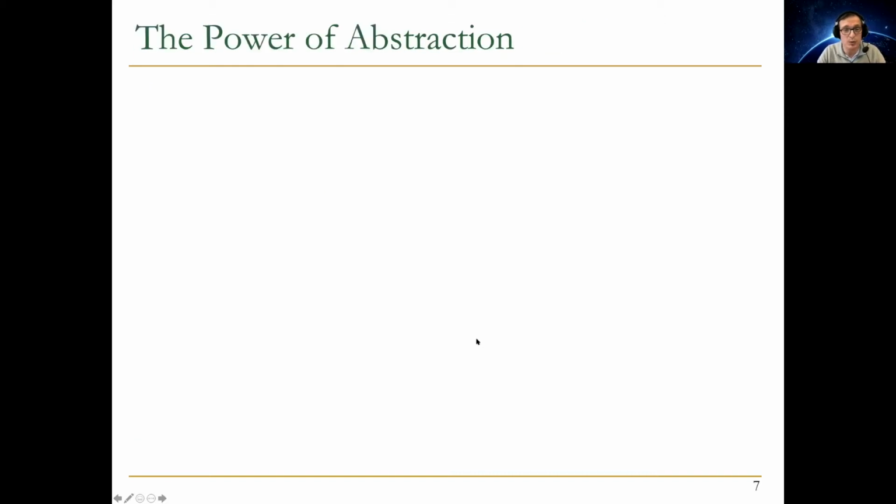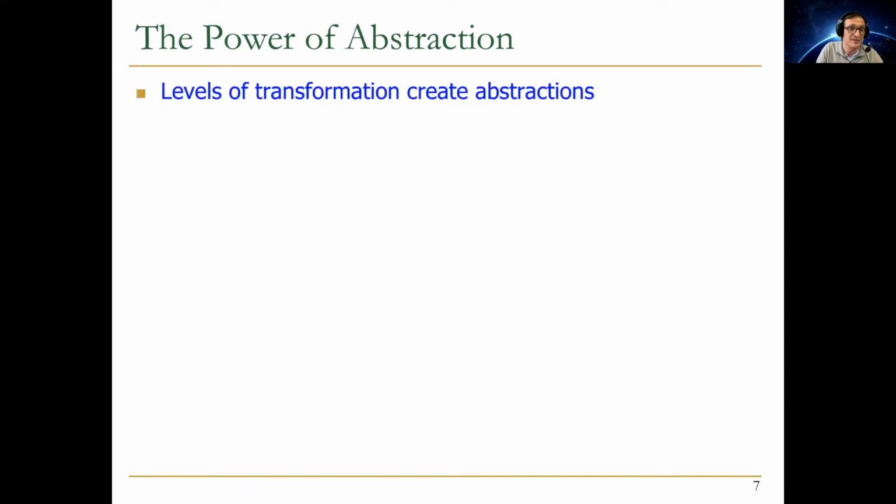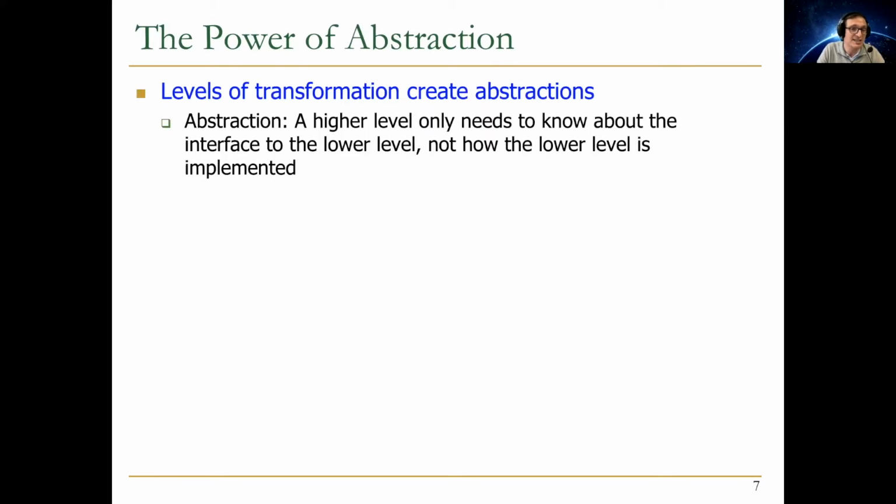Let me talk about why these levels of transformation exist. And basically a short phrase for why they exist is really the power of abstraction. Basically, these transformation levels create abstraction layers. And what is an abstraction? Basically, a higher level only needs to know about the interface to the lower level, and it doesn't need to know what's going on underneath, what is implemented.